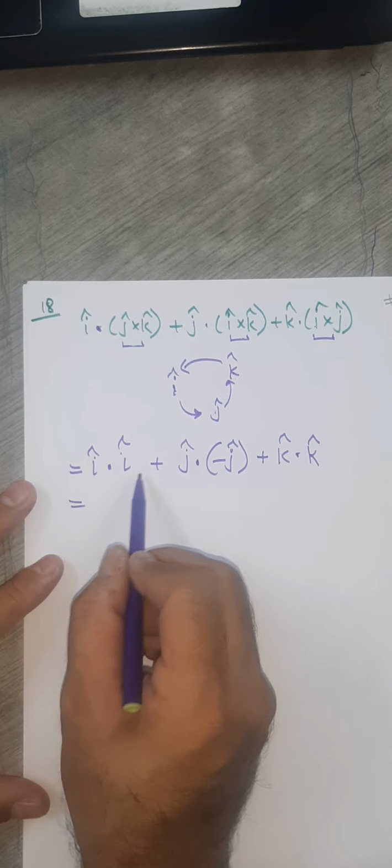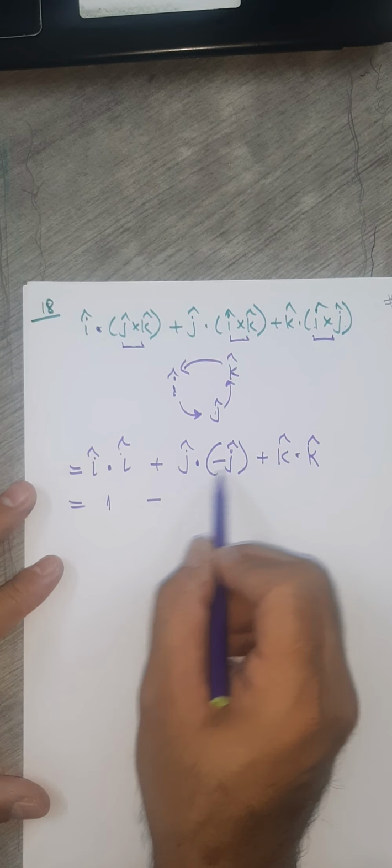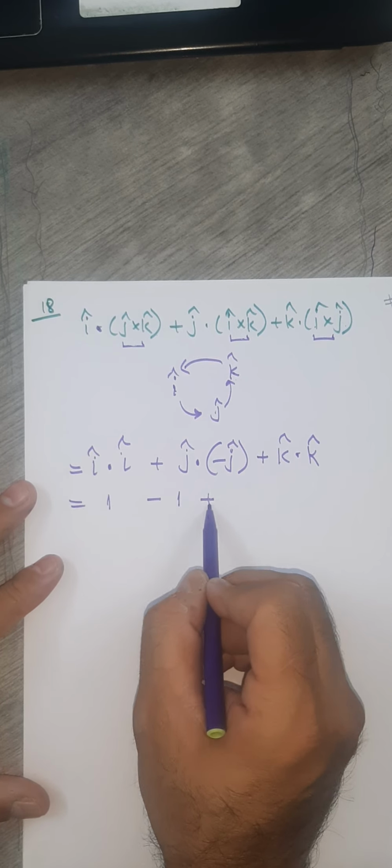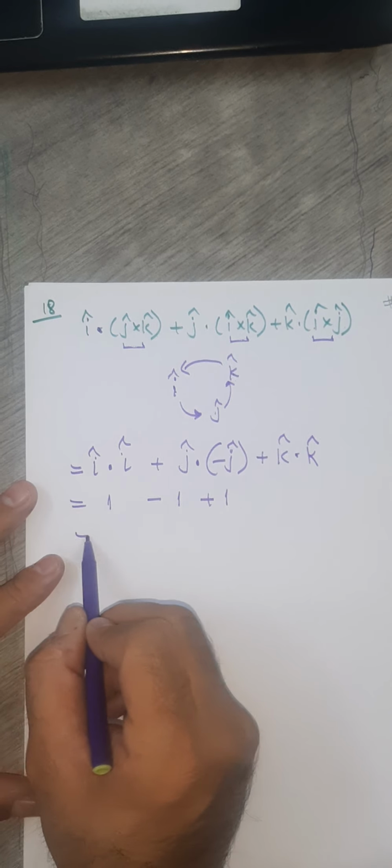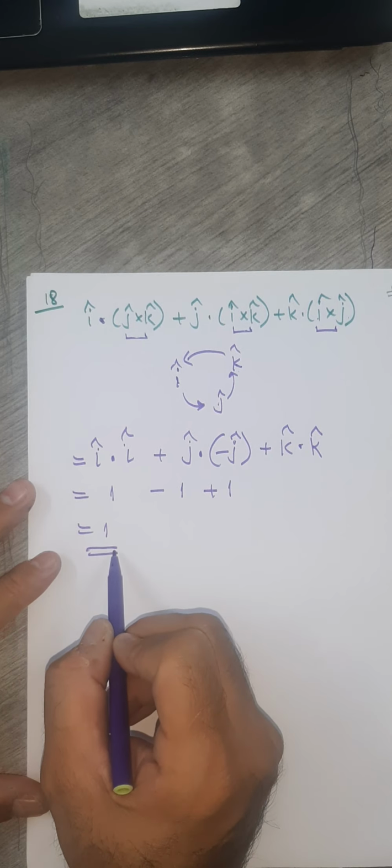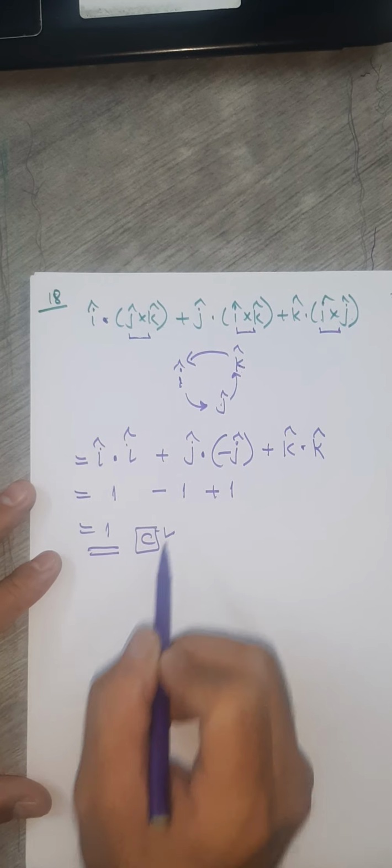Now what is I dot I? You know, 1. Here minus 1 as it is. J dot J is 1. What is K dot K? It is just 1. So the final answer is 1 here, which is nothing but option C.